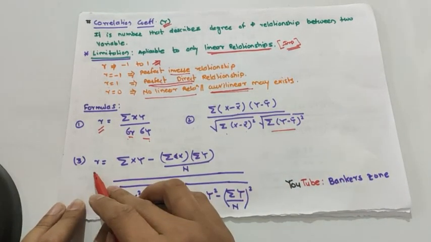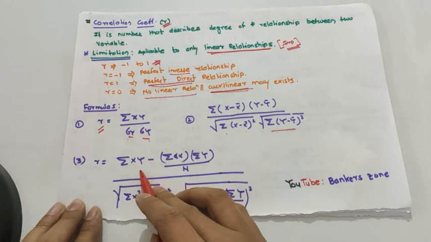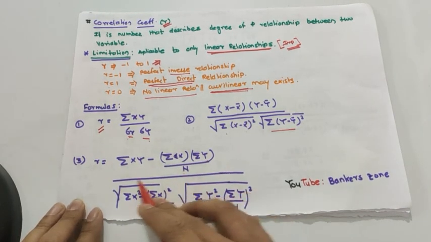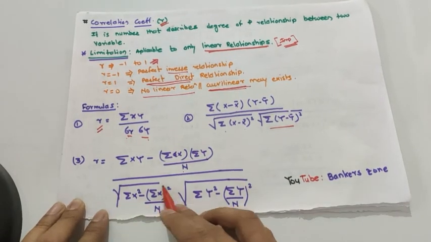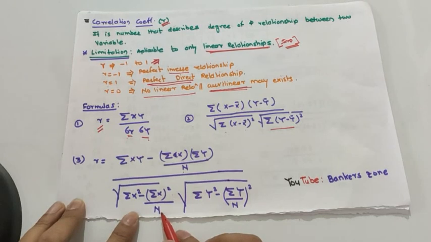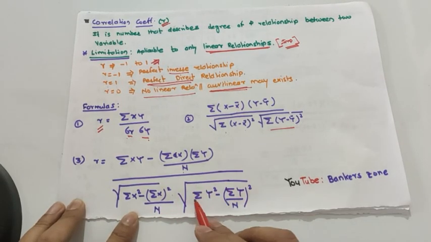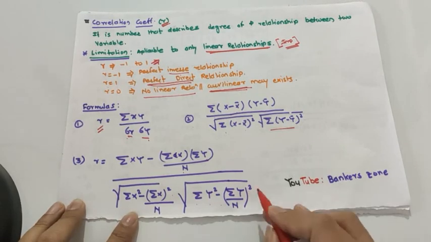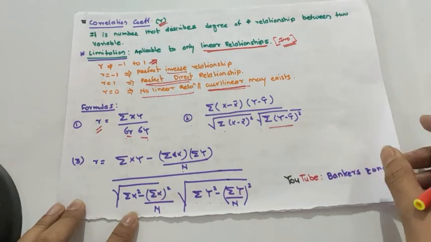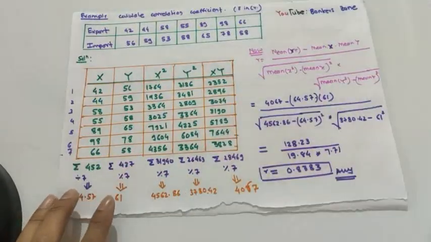Now another formula: R is equal to the summation of xy minus (summation of x into summation of y) divided by n, and the whole divided by the square root of the summation of x square minus (summation of x) squared divided by n. In another root, the summation of y square minus (summation of y) squared upon n. So this is the formula, but we will see the example.